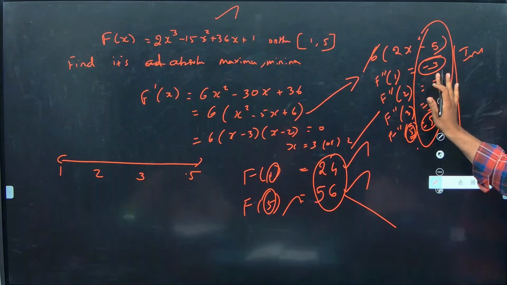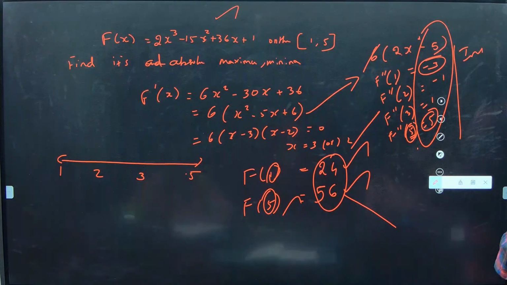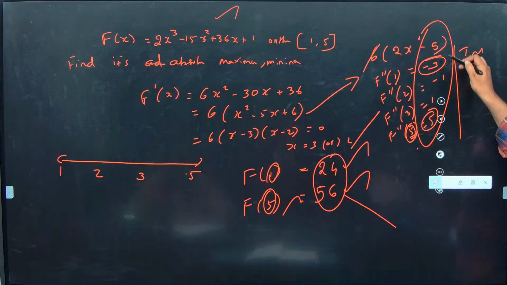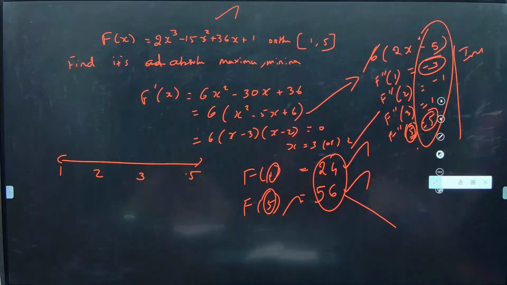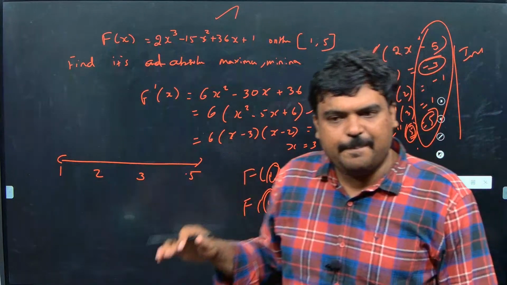If it is negative, I will take it as minima. If it is positive, I will take it as maxima. If I have multiple values in negative, then which is most negative, I will see. If I have multiple values in positive, I will see which is most positive. டேய் புரிஞ்சுதா? ஒண்ணுமே இல்ல. இப்போ இது ஃபங்க்ஷன் கொடுத்துட்டாங்க.